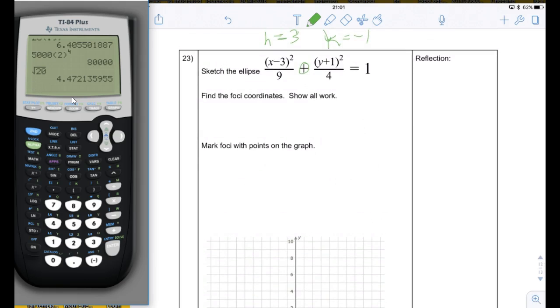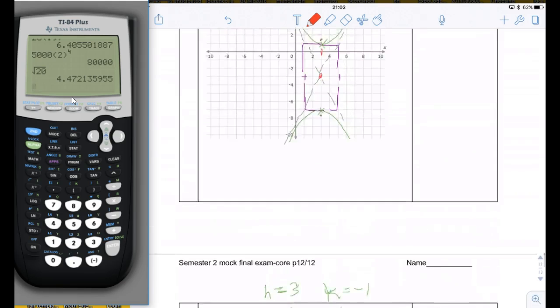What about the a value and the b value? The a value is, a squared is 9, so the a value is 3. And the b value, b squared is 4, so the b value is 4. Okay. Find the foci coordinates and show all the work. Okay, remember that for an ellipse, the equation for the foci, and you could write this here, is a squared equals b squared plus c squared. Write that on your formula sheet.